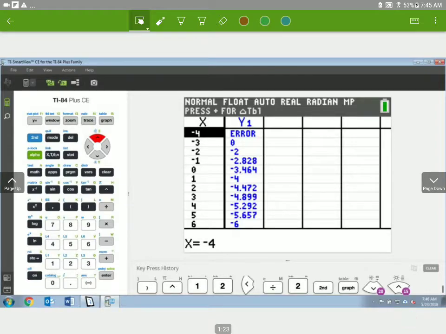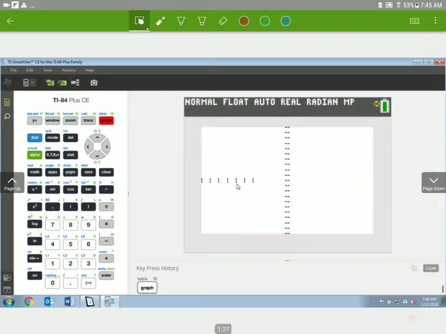All right, and the reason it's the error right there is because if you graph it, there's nothing to the left of it. There's nothing over here. That's why it's an error. If I plug in a -5, there is nothing there. So here we go, let's go back to the graph.